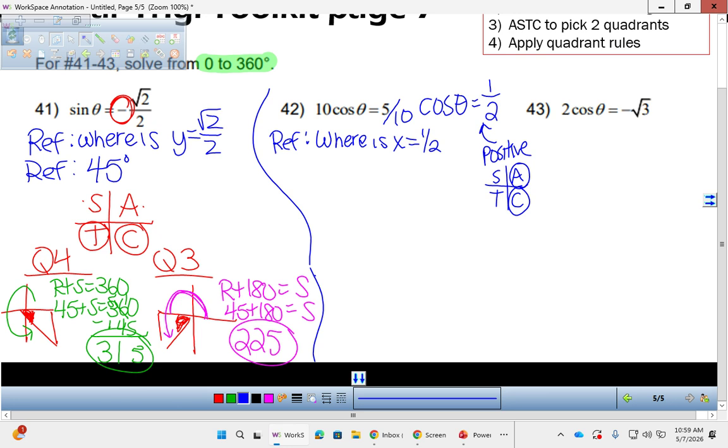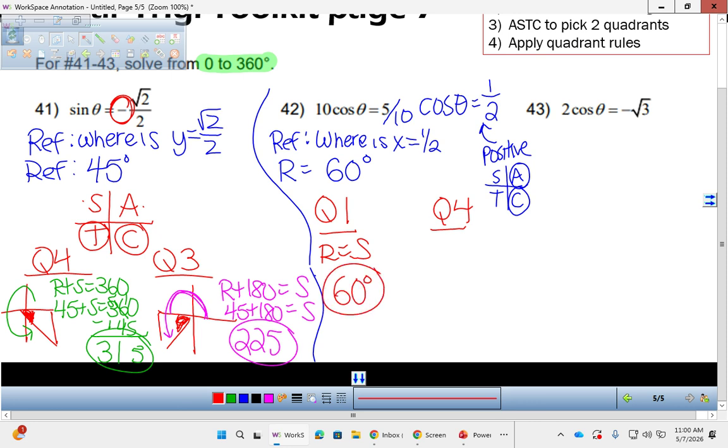You guys have a unit circle in front of you. Look at your coordinate points. What degree is x 1/2 at? 60. So my reference angle is 60 degrees. And I'm going to use that angle in 2 quadrants. Quadrant 1 and quadrant 4. Quadrant 1 is easy. The reference angle is the same as the standard angle. So my quadrant 1 answer is also 60 degrees.